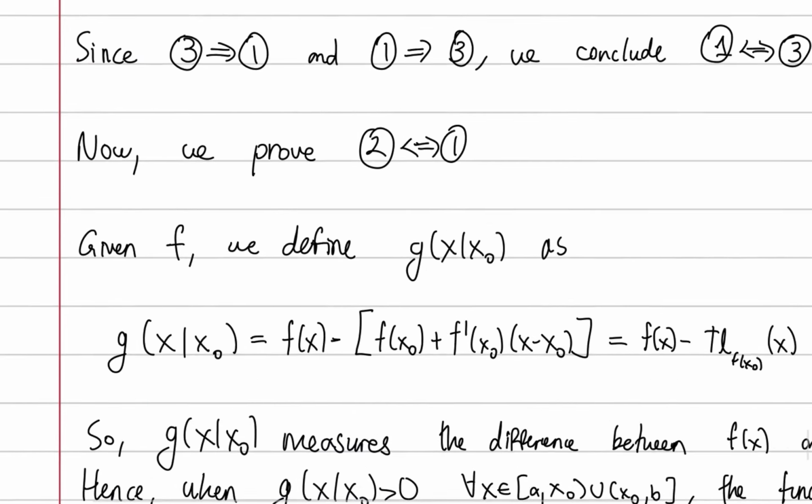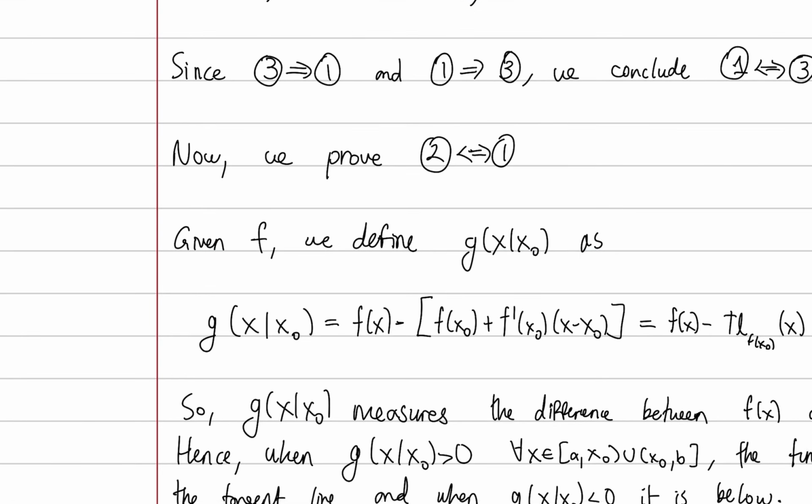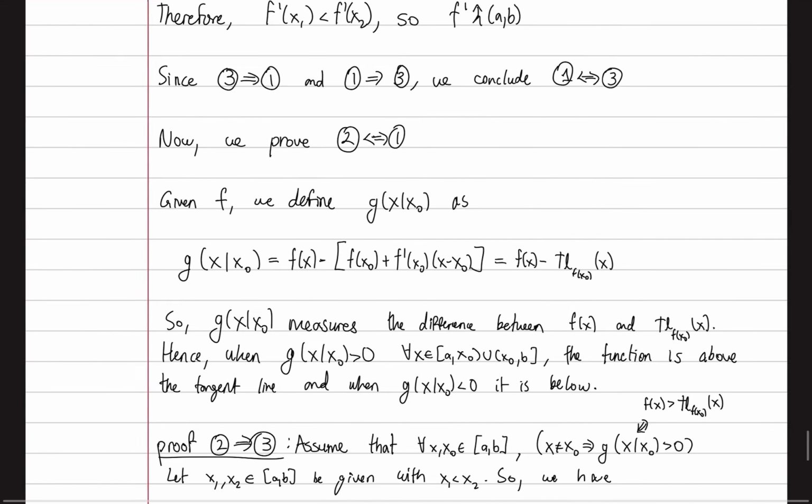Given f, we're going to define this. This is just a notational choice. G of x, I'm going to call it bar x naught, as the following. It's the difference, if we can look at it here.